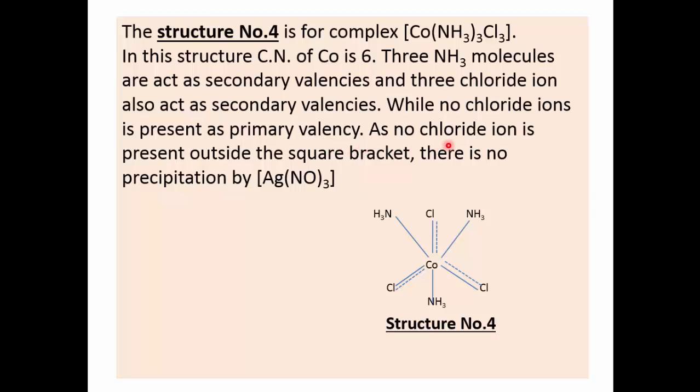So as no chloride ion is present outside the square bracket, there is no precipitation by silver nitrate. And hence this is the structure. All the 3 chloride ions show dual nature. They act as secondary valency and primary valency. That means these 3 chloride ions are attached to cobalt with the help of a thick line as well as a dotted line. And these 3 ammonia molecules are attached to cobalt ion with the help of a thick line. This is the way to represent the structure of Werner's coordination compound.